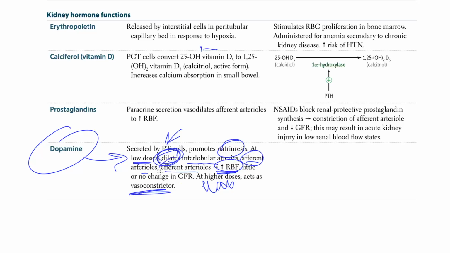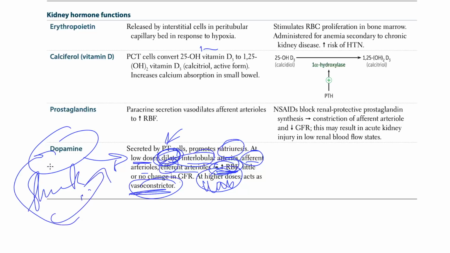So at low doses, it's dilating almost everything: afferent, efferent, and interlobular, and increasing the renal blood flow because of that dilation. That is only in low doses. At higher doses, it's causing vasoconstriction. So in shock patients, if you want to protect the kidneys, they give low-dose dopamine, which gives no change in the GFR and maintains the kidney by causing vasodilation.